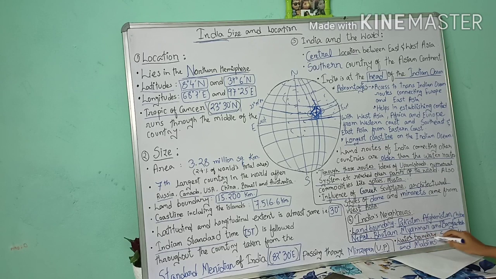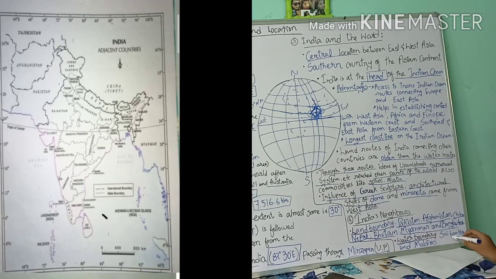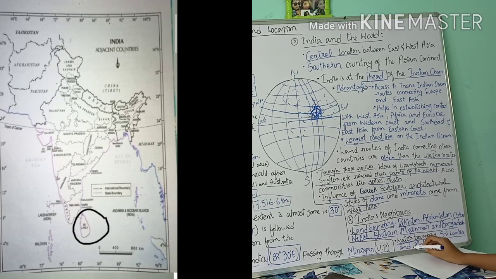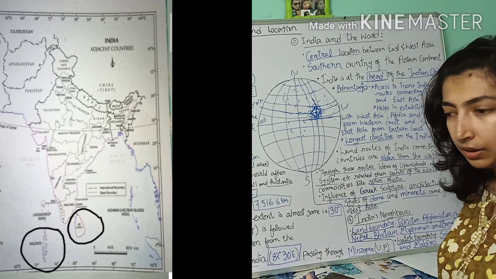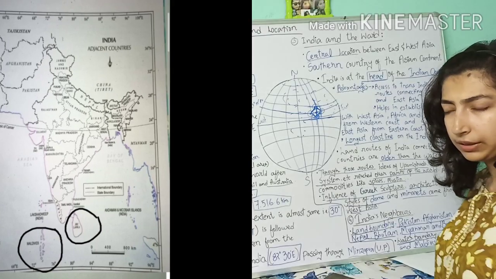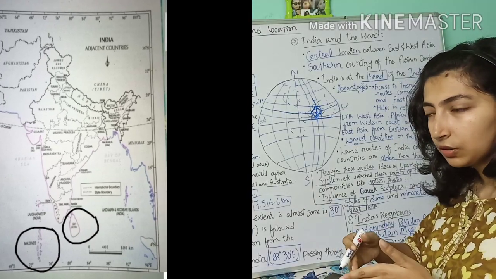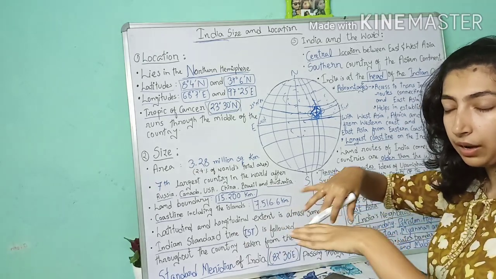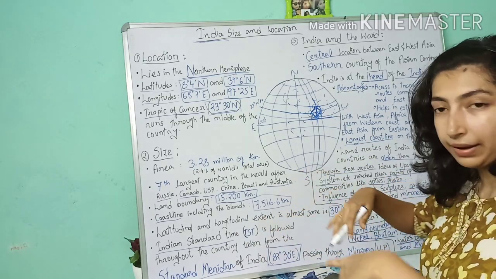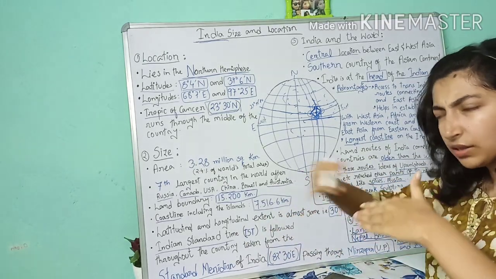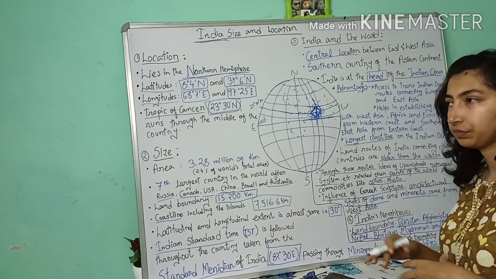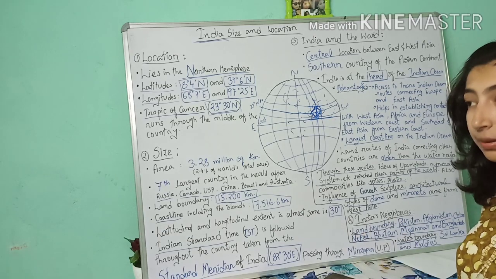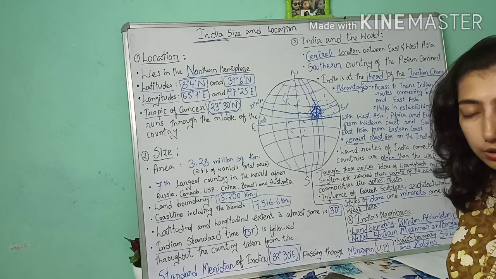And with some countries we also share a water boundary. Which countries are those? Sri Lanka and Maldives. Sri Lanka is just below us in the Indian Ocean, and Maldives is towards Lakshadweep, the islands that we have on the Arabian Sea. Just beside that we have Maldives. So these two countries are our neighbors with whom we share water boundaries.